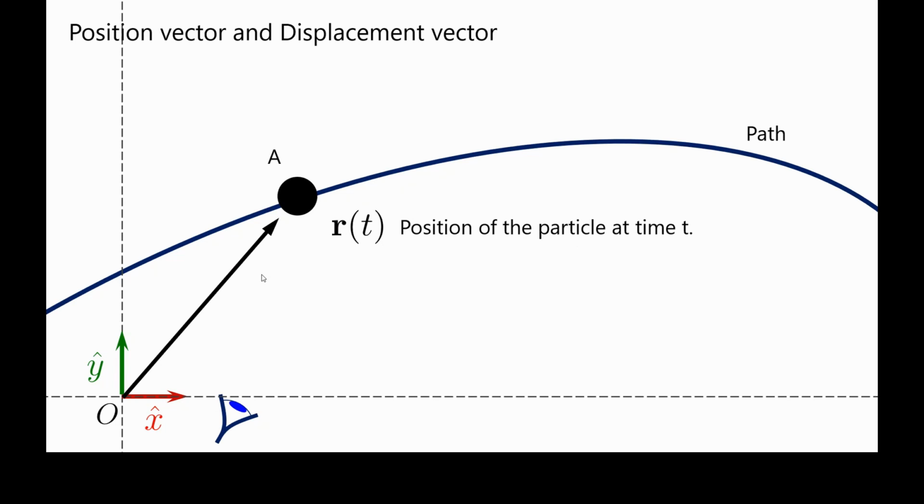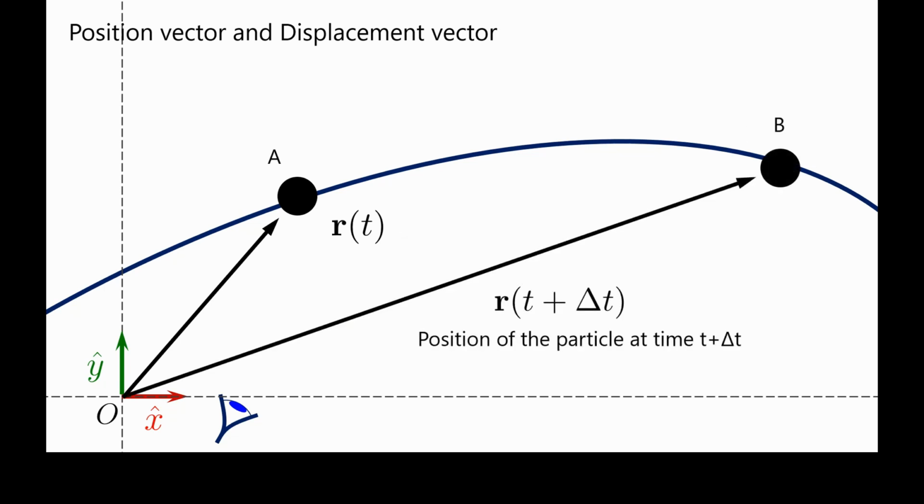And take note that this position vector was defined using some frame of reference. So let's say that this reference frame here, this is the origin of your reference frame, defined by x hat and y hat, is used to define the position vector. So the position vector would start from the origin, then go towards the position of the black dot here, which is at point A. So next, after some time, you change the value of your t, so your point A moves to some point B. So that's the idea.